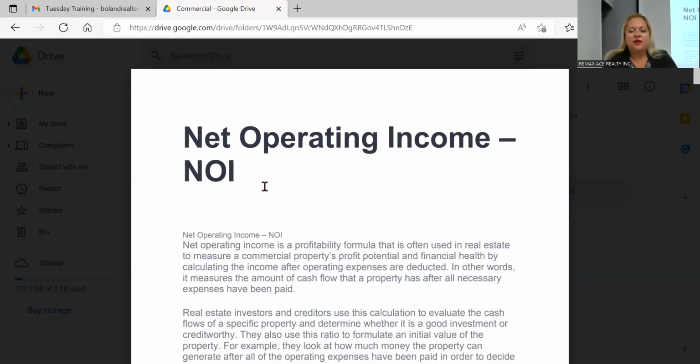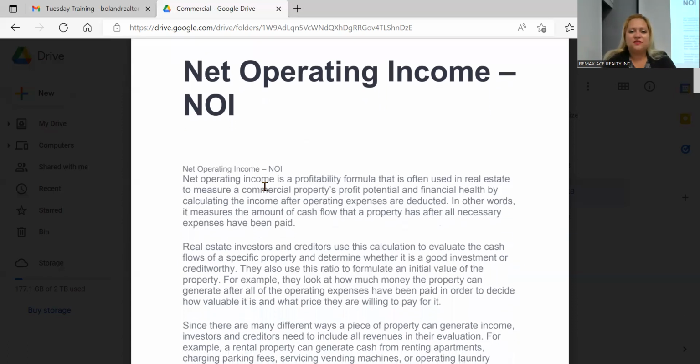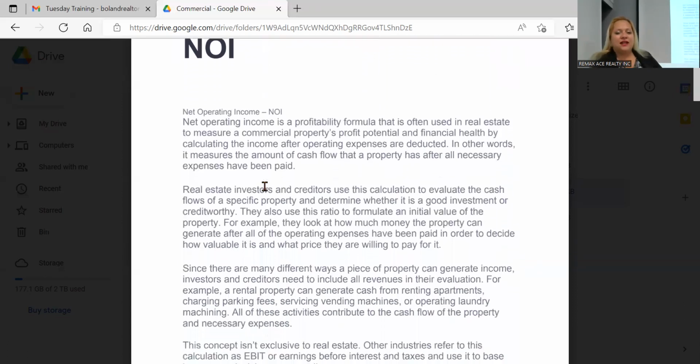So we're going to talk about net operating income for a little bit, because you guys need to fully understand what that is and how to calculate what the cap rate is based on that, right? So the net operating income is a profitability formula. It's often used in real estate to measure the commercial property's profit potential and financial health by calculating the income after all the operating expenses are deducted. So in other words, it measures the cash flow of the property after all necessary expenses have been paid, right?